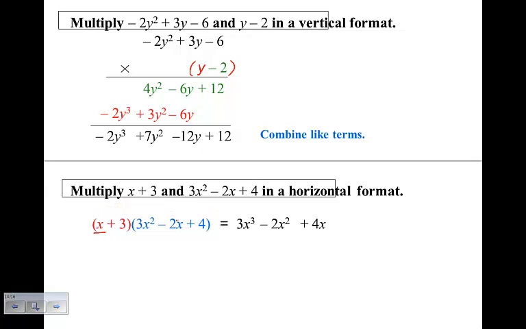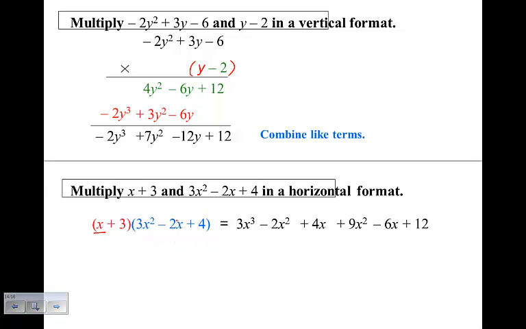All right. After that, then we're going to take the 3. And we're going to start with the 3. We're going to put the 3 into 3x squared and get plus 9x squared. The 3 into negative 2x and get negative 6x. And the 3 and the 4 and get 12.